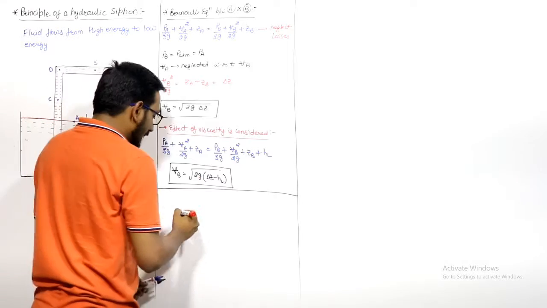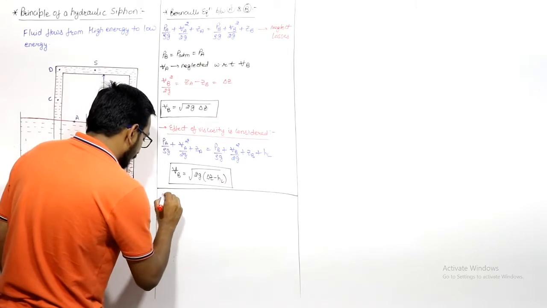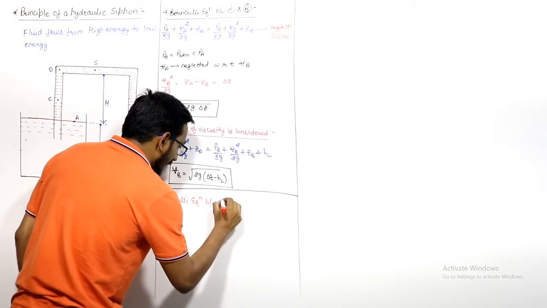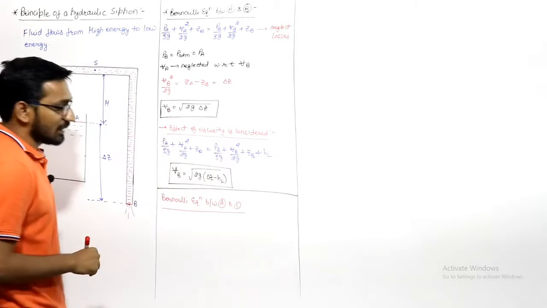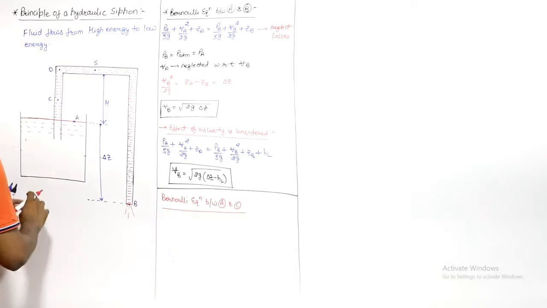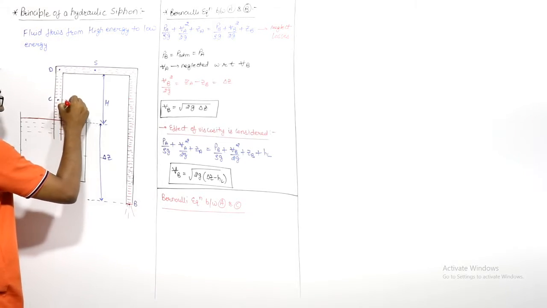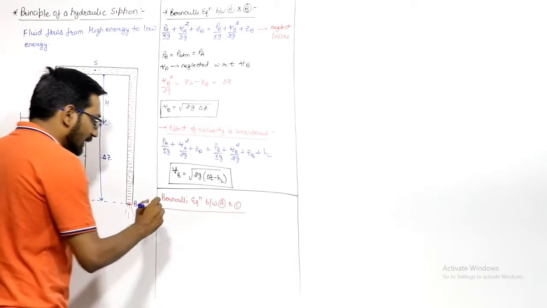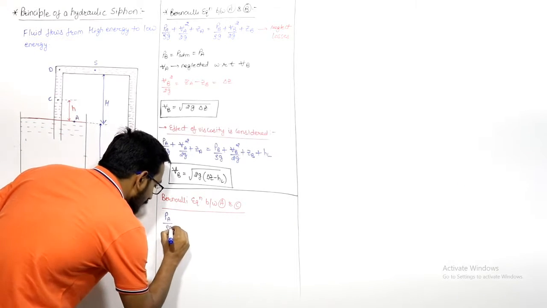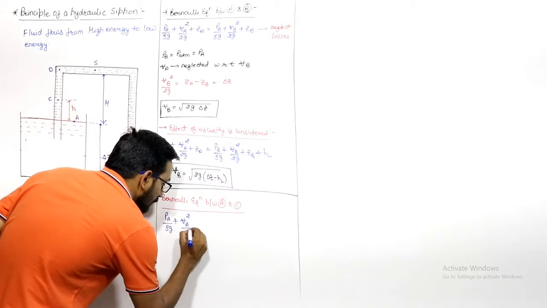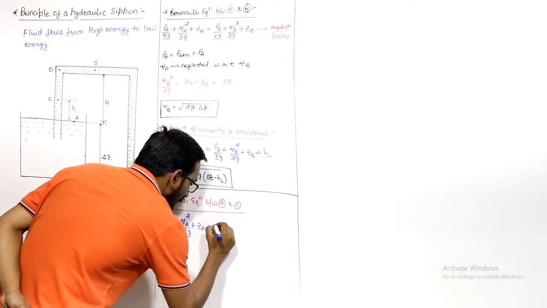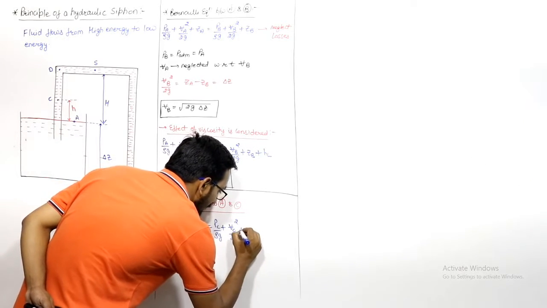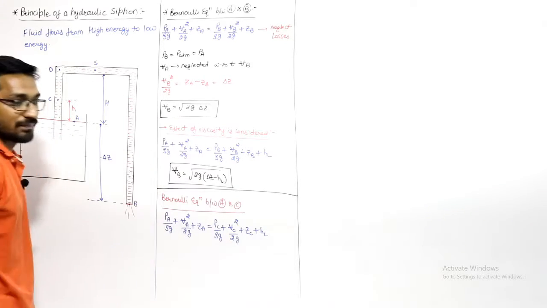Now let us apply Bernoulli equation between point A and C, and we are considering the friction effect itself. Let us say this height difference between A and C is small h. So if I write the equation, it will be PA by rho g plus VA square by 2g plus ZA is equal to PC by rho g plus VC square by 2g plus ZC plus head loss. Head loss we are considering.